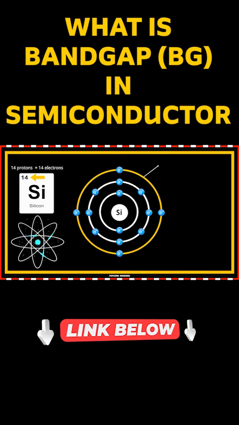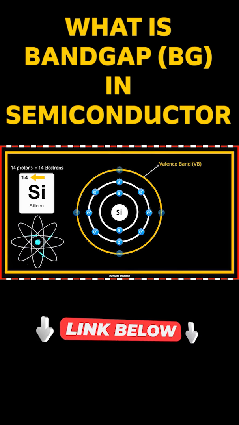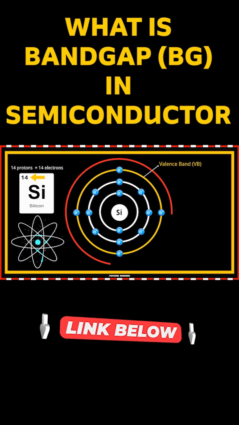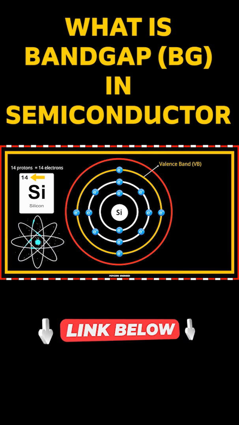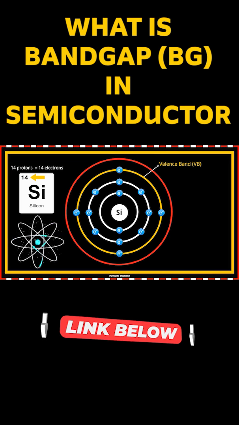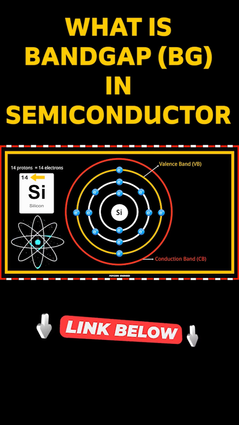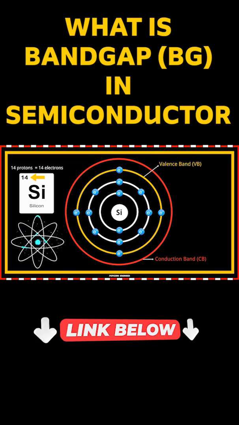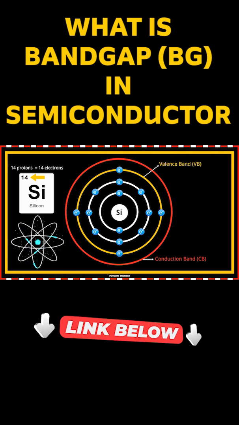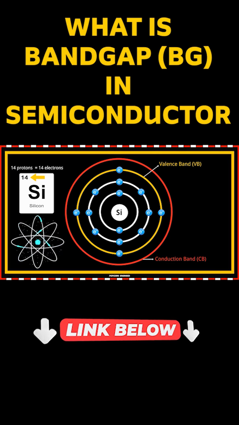The outermost shell is called the valence band, and the 4 electrons sitting there are called valence electrons. Now, there is another energy level above that. It's normally not occupied by any electrons, and we call that the conduction band. For an electron to become conductive, it needs to gain enough energy to jump from the valence band up to the conduction band. Once it makes that jump, it's free to move, and that's how it can conduct electricity.